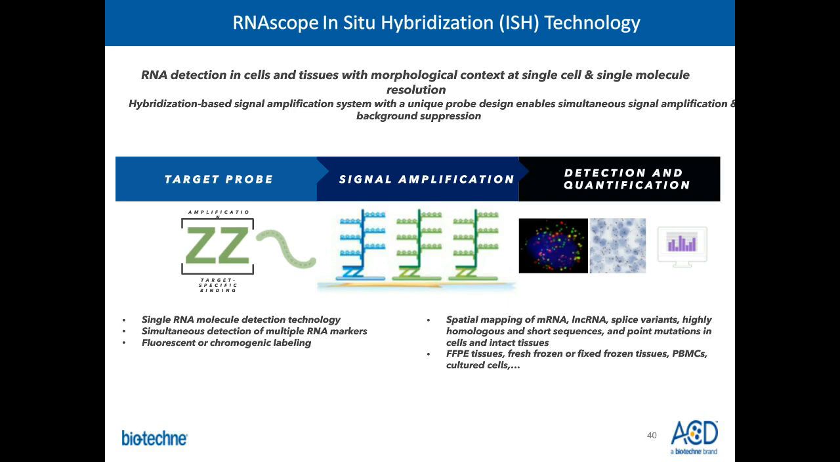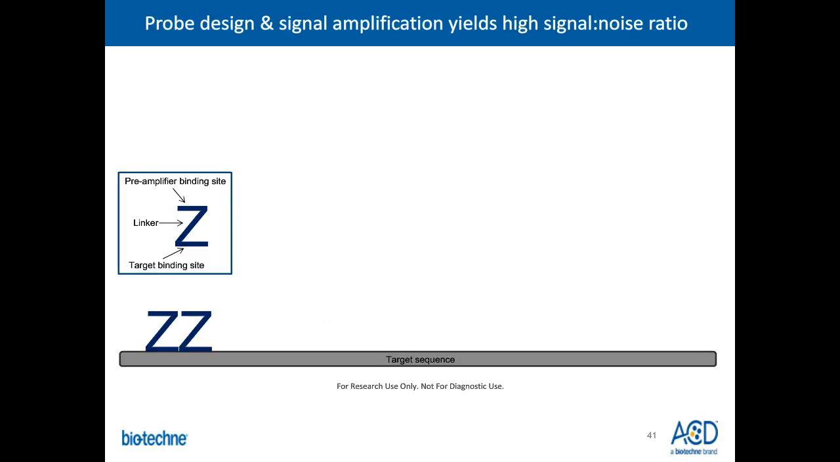In this talk, I will focus a bit more on the probe design and what makes this technology highly sensitive and specific. As you can see on the slide, we depict this RNAscope probe as a Z, mainly to highlight the three different parts of this probe: the preamplifier binding site, the linker region, and the target binding site. As the name suggests, the target binding site is where the probe binds onto your transcript of interest, and the preamplifier binding site is where the preamplifier binds and forms the signal amplification tree.